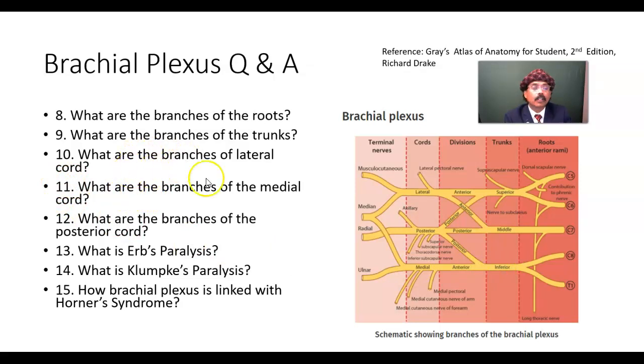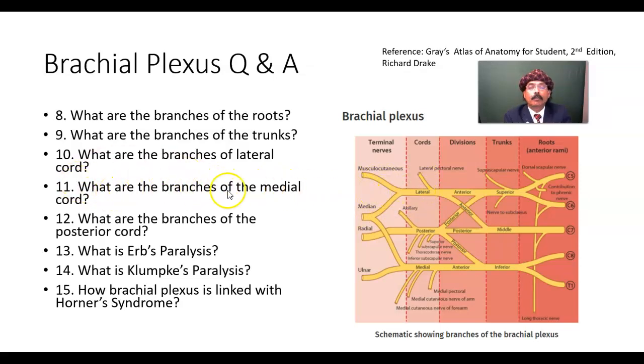What are the branches of the lateral cord? Very important. This is the lateral cord. We got the lateral pectoral nerve. Lateral pectoral nerve supplies the pectoralis major muscle. We got the musculocutaneous nerve. We got the contribution of the lateral cord to the median nerve. This is called the lateral root of the median nerve. So we got 1, 2, 3 from the lateral cord.